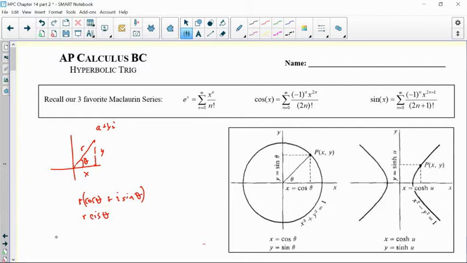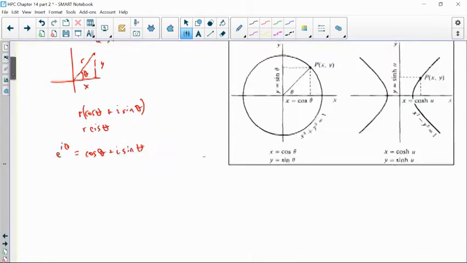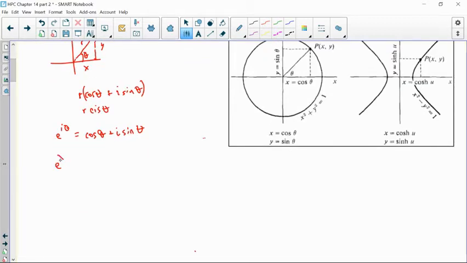Now, another thing that maybe you remember, maybe you don't, is that that polar form could be rewritten as e to the i theta equals cosine theta plus i sine of theta. And that's what I want to prove right now, just to help develop these functions. So what am I going to do with this e to the i theta? Let's think about our Taylor series for e to the x, which is 1 plus x over 1 factorial plus x squared over 2 factorial plus x cubed over 3 factorial plus x to the fourth over 4 factorial, and it just keeps on going like that.